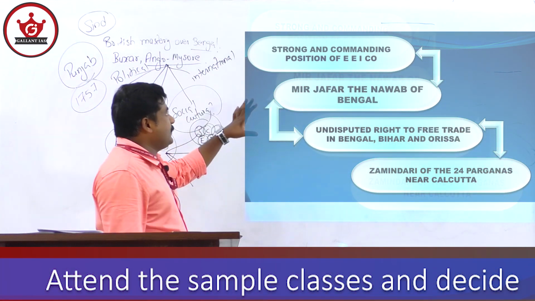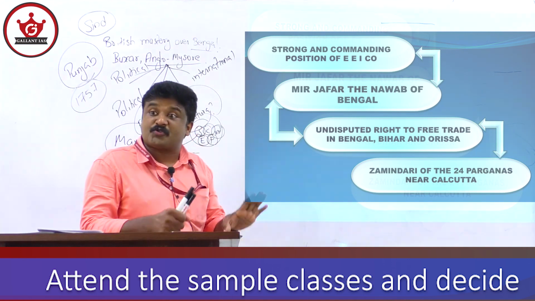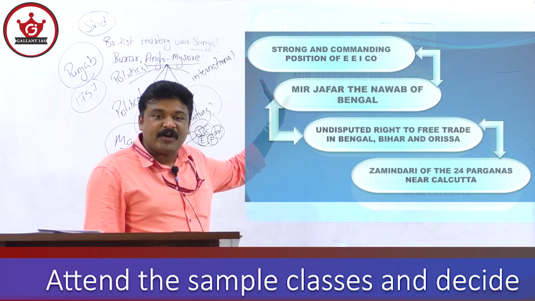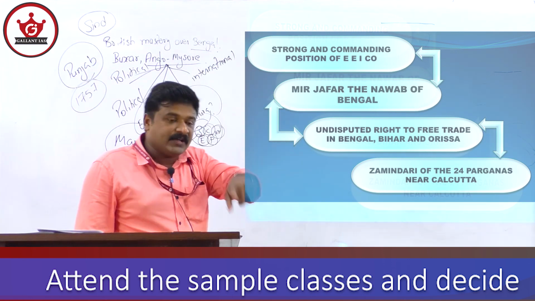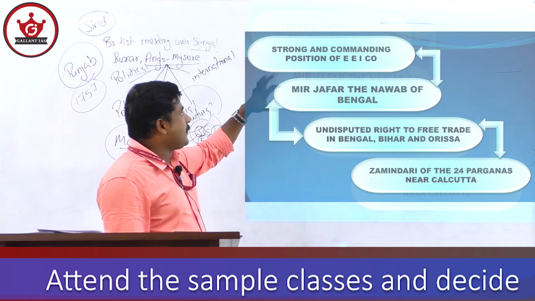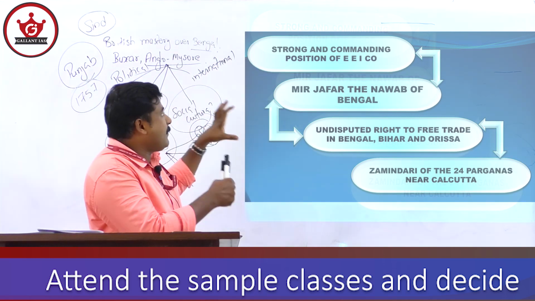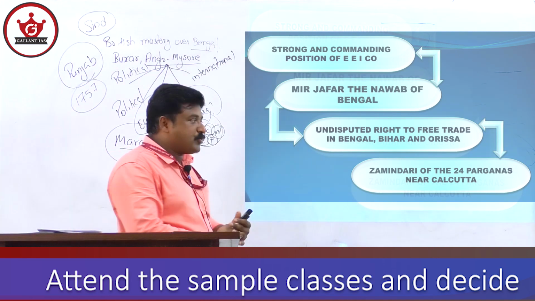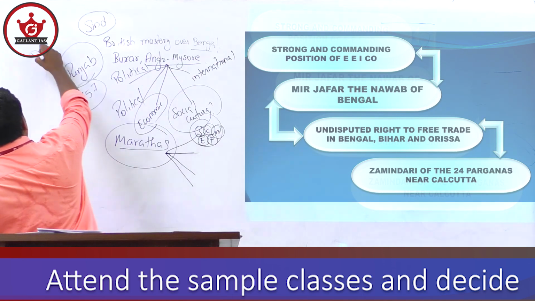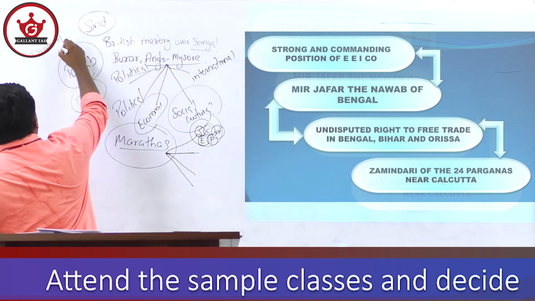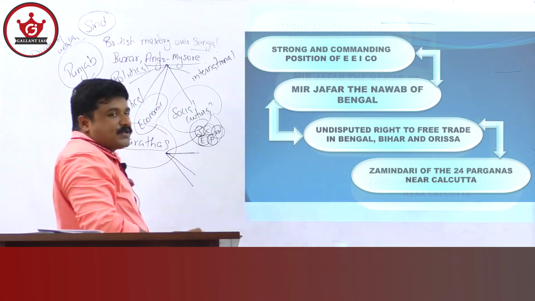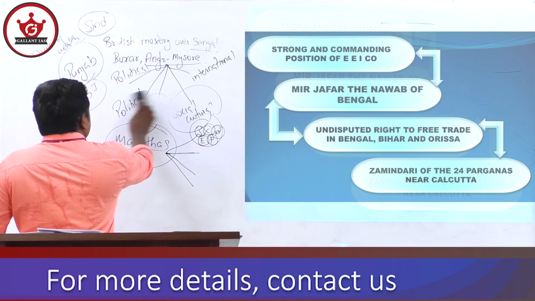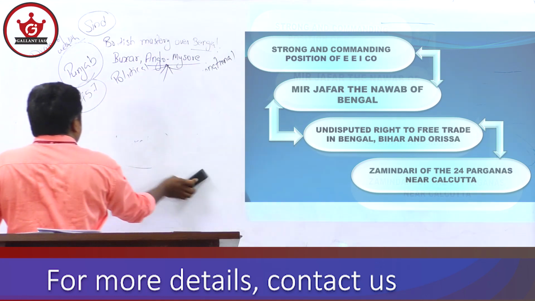The British East India Company established a stronghold over the eastern commerce, and they monopolized the trade of Bengal, Bihar, Odisha. They held a strong commanding position in Bengal, Bihar, Odisha. And the actual drain of wealth started here. You remember the drain of wealth, with its various constituents we discussed also.